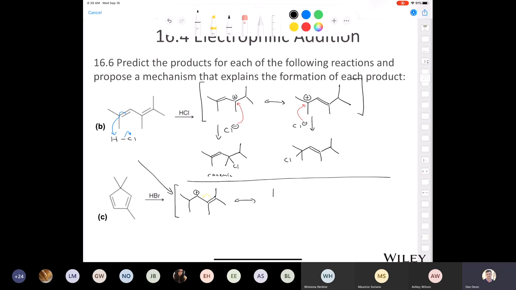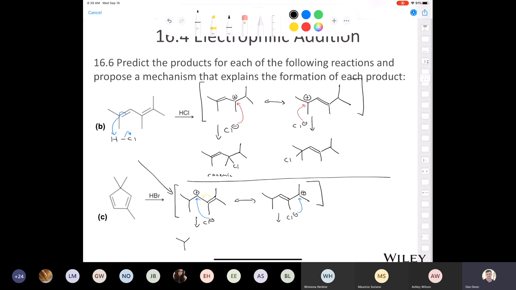It's hard to see when I'm writing on the bottom of the iPad. There we go, and we end up with a tertiary carbocation like that. Now, both of these can be attacked by the nucleophile, the chloride. So I'm going to get nucleophilic attack here, and nucleophilic attack there, and I'm going to get two more products.